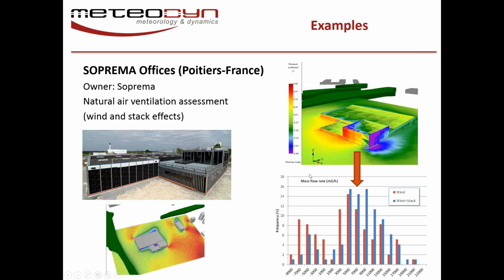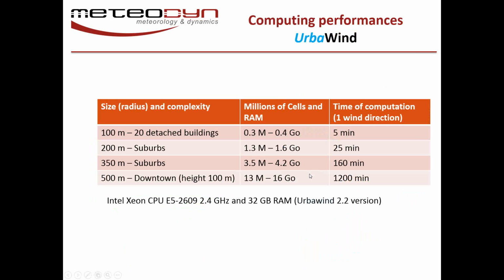You can find it in the literature. A little bit about the performance of UrbaWind. Here you get 4 examples from small radius to large radius. A small radius would be about 20 detached buildings. This takes about 5 minutes for one direction, and about 400 megabytes of RAM. For a larger scale, 200 meter radius, which is suburban, it can be 25 minutes for 1.6 gigabytes. A 360 meter radius could be up to 4 gigabytes and 160 minutes.